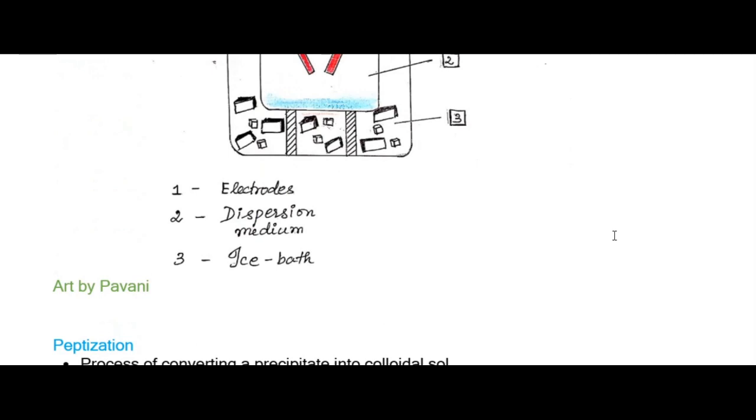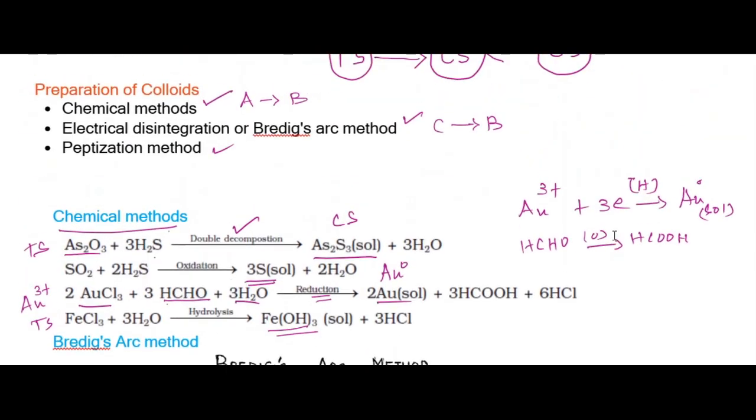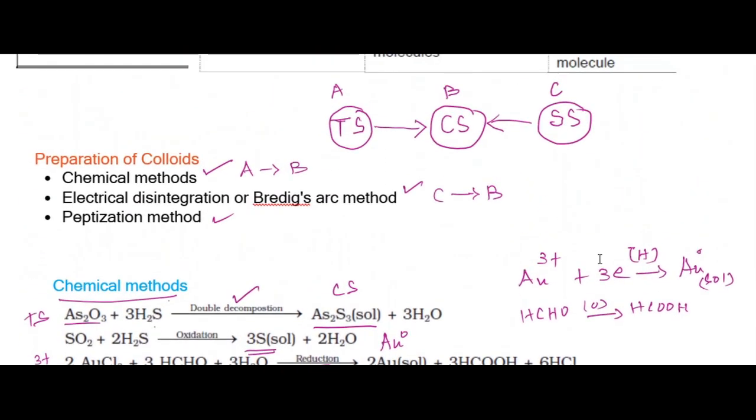Then, peptization. Peptization involves a process of converting the precipitate into the colloidal solution. As I already mentioned, this is the C to B technique. The bigger particle is converted into the smaller particle. So this is also C to B. So this is electrically done and this is chemically done. That is the difference.